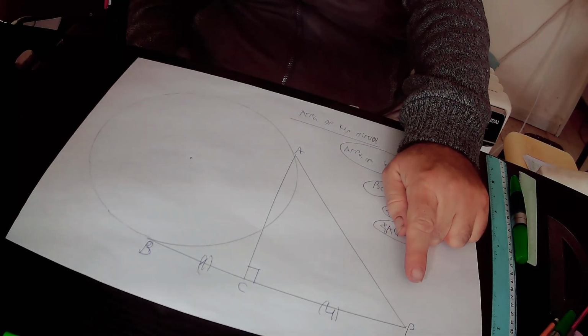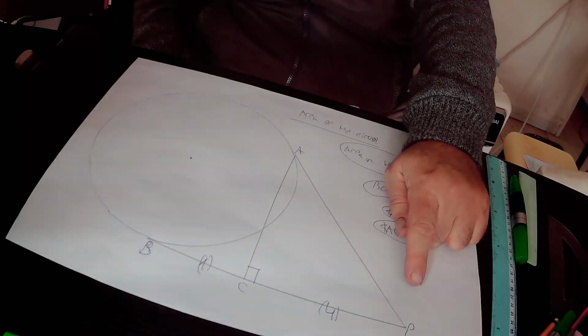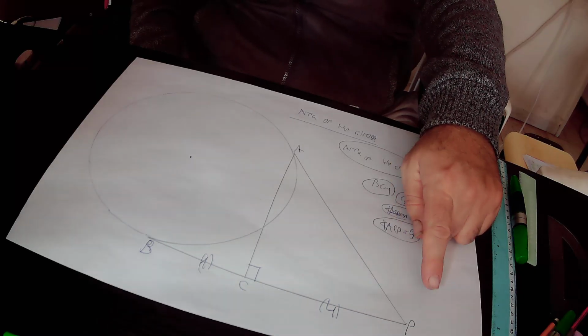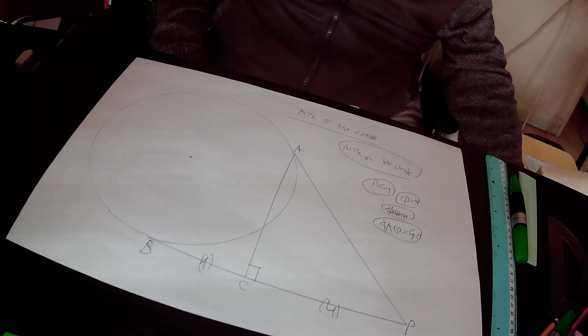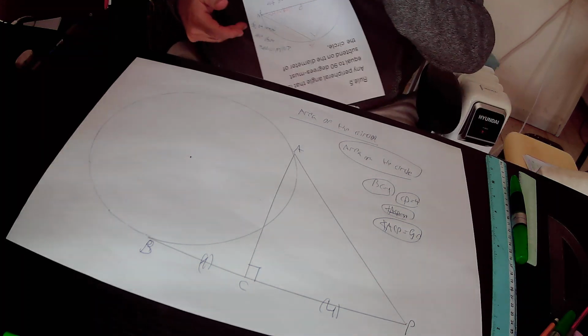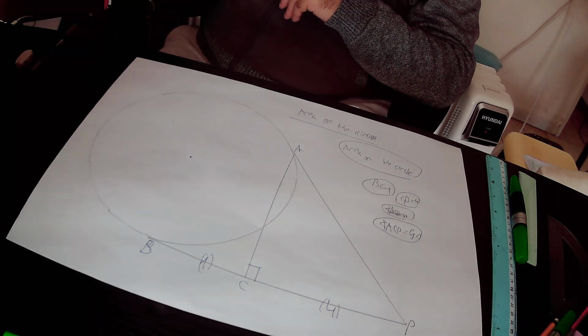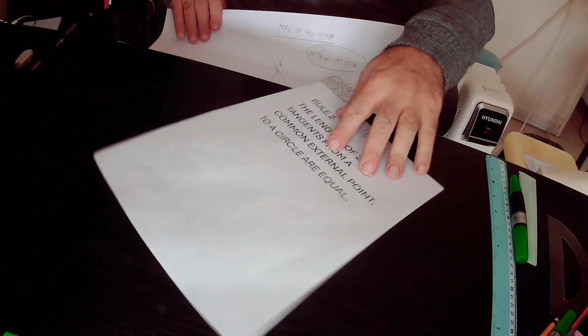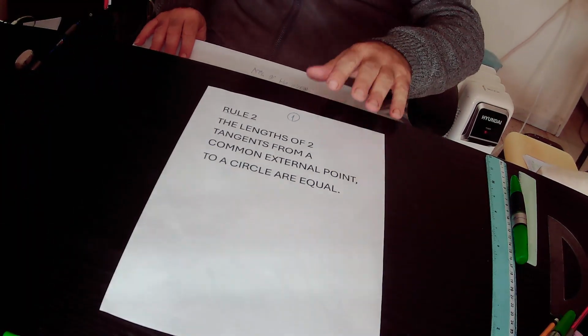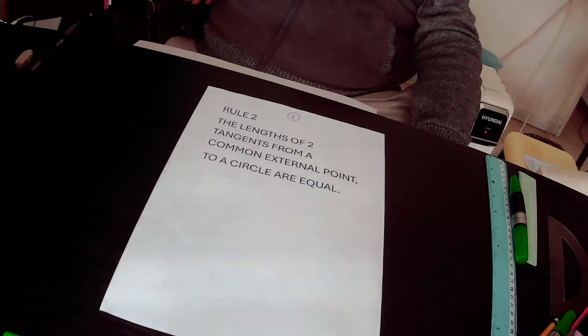From this common point P, we have two tangents to this circle: tangent PA and tangent PB. And according to rule 2, they are equal to each other. So I put quickly rule 2. According to rule 2, the lengths of two tangents from a common point to a circle are equal.